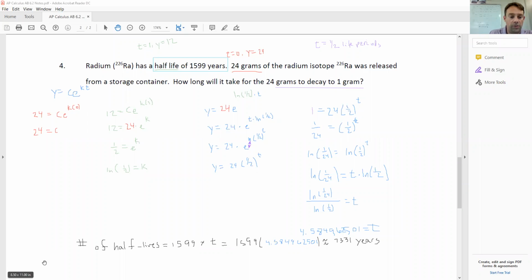And it's calculus, so friends, we have to make sure that we always put it in context. It will take approximately 7,331 years for 24 grams of radium to decay to 1 gram.